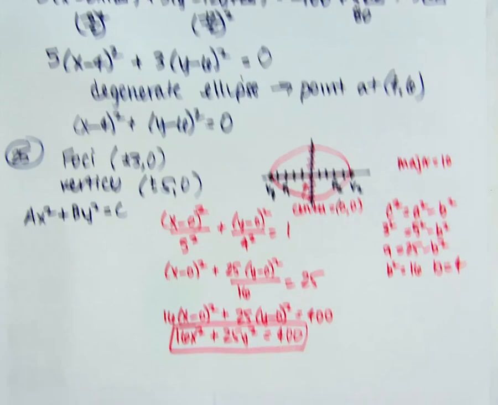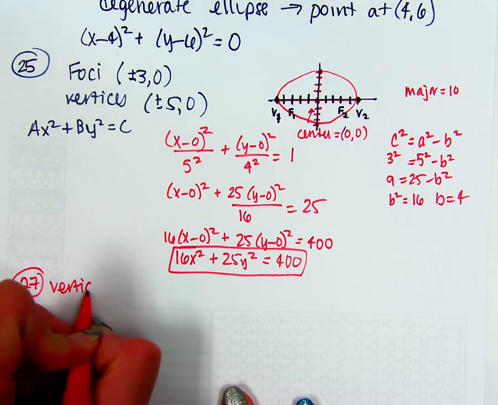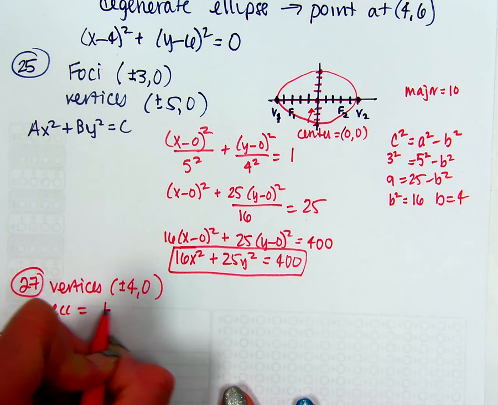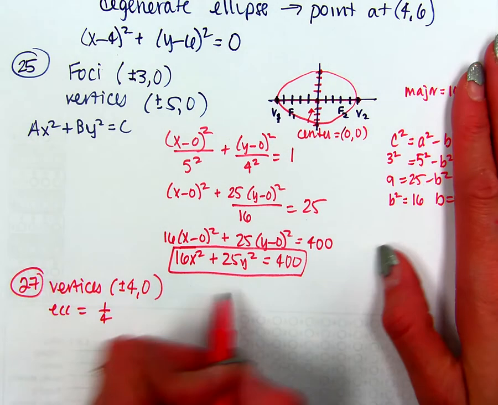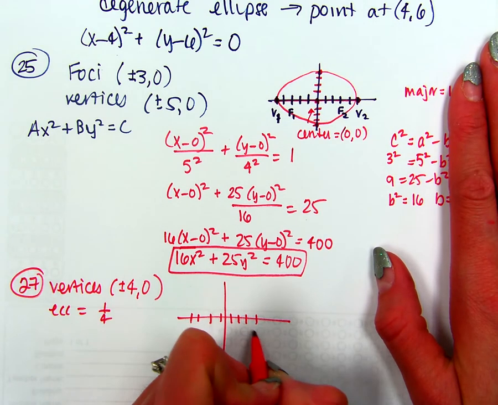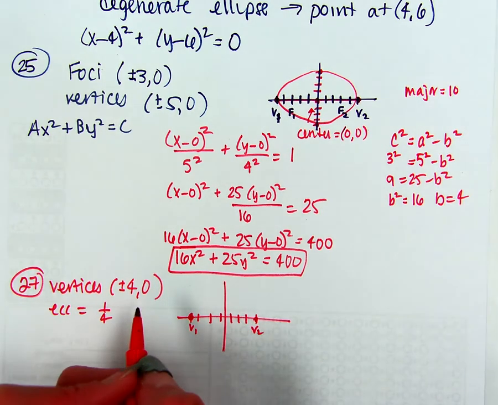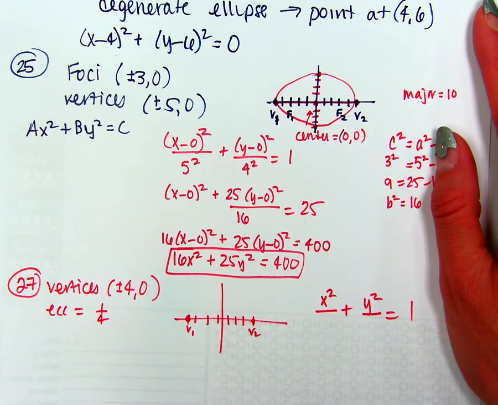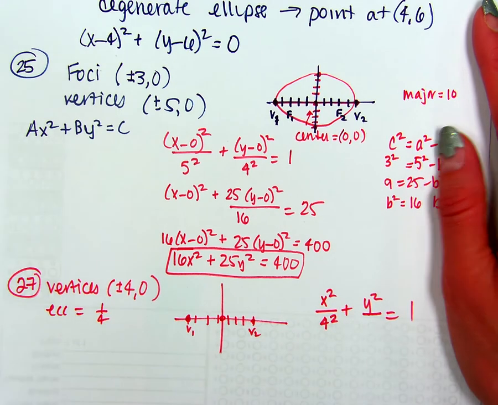All right, number 27 is very similar. They tell you that your vertices are at plus or minus 4, 0, and your eccentricity is 1 over 4. So that tells me that, again, my center must be at the origin if the endpoints of my major axis are along the x-axis. So I know that I'm going to have x squared, y squared, and a 1 always here. So I know that I have to go 4 units left and right.